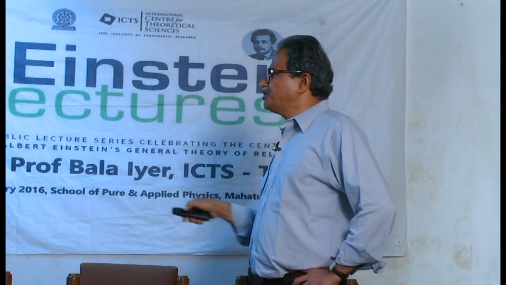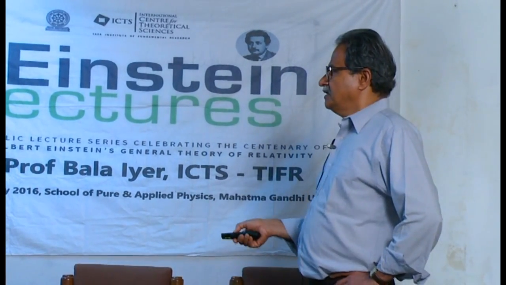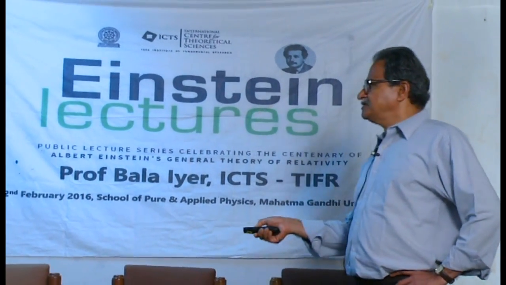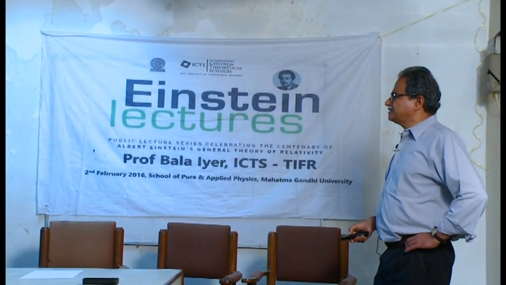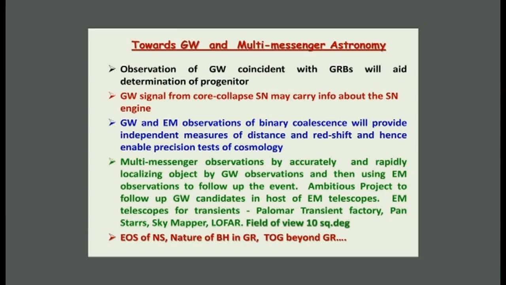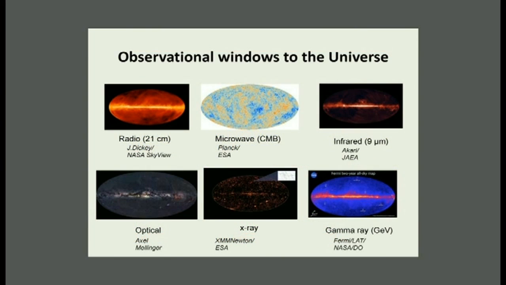By doing these particular observations, eventually we think that we will be able to say a lot about the equation of state of neutron stars, whether the nature of black holes is exactly as general relativity predicts, and whether general relativity is the correct theory of gravity. So many other things will eventually be answered in the next 10 or 20 years once routine observations start happening.